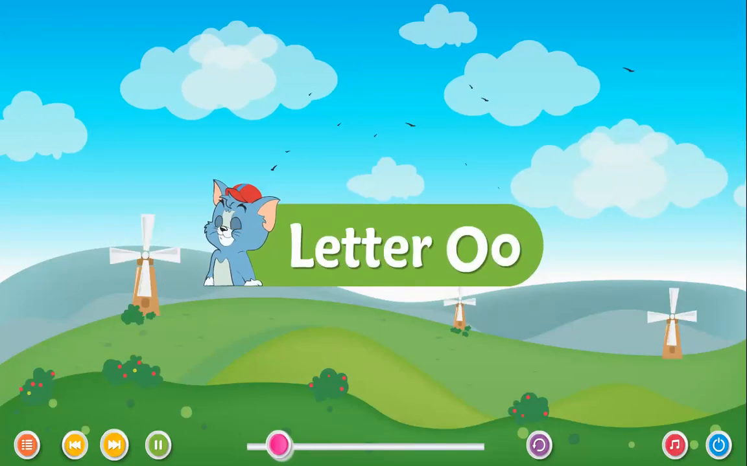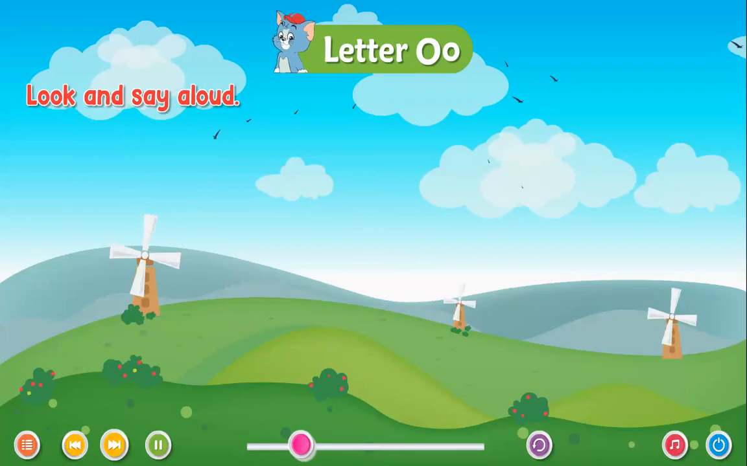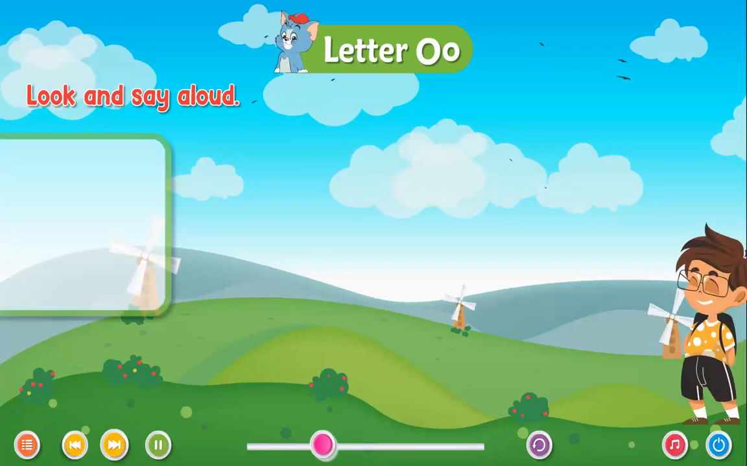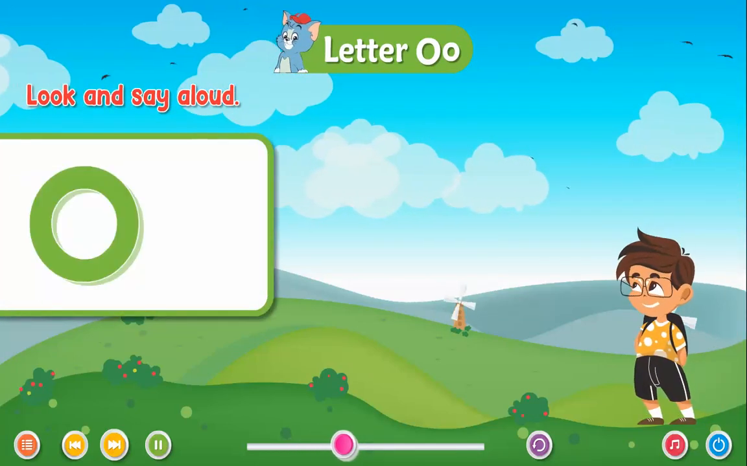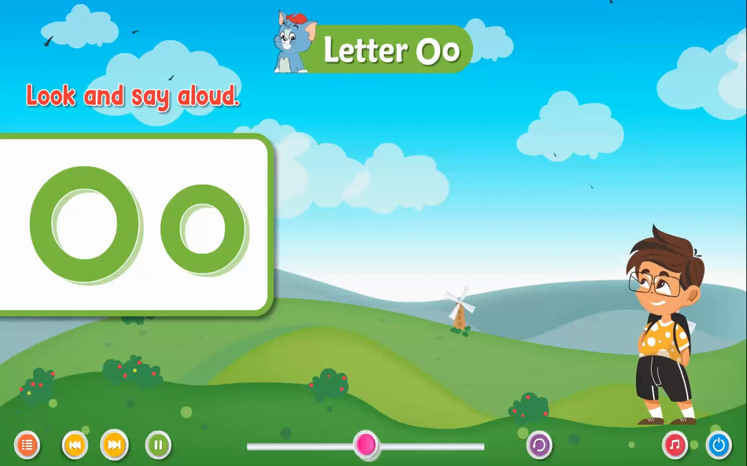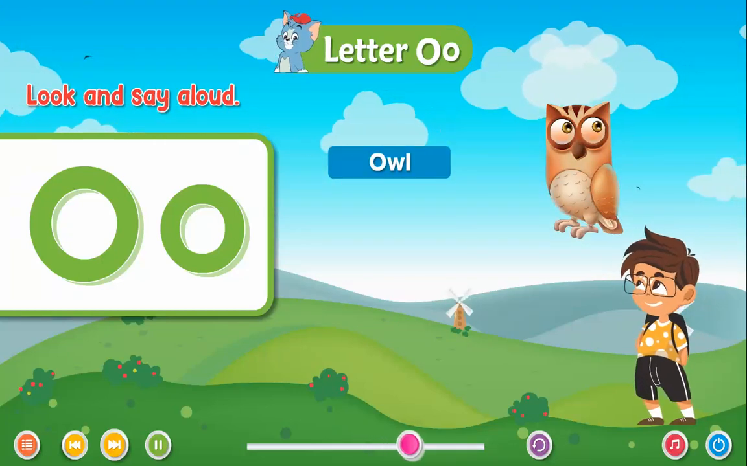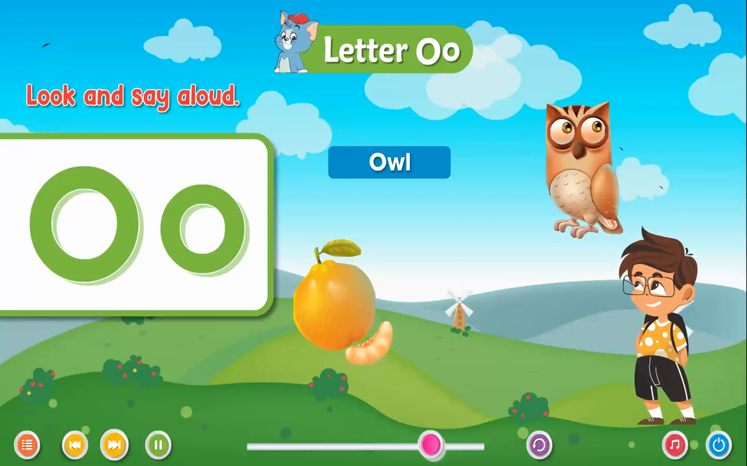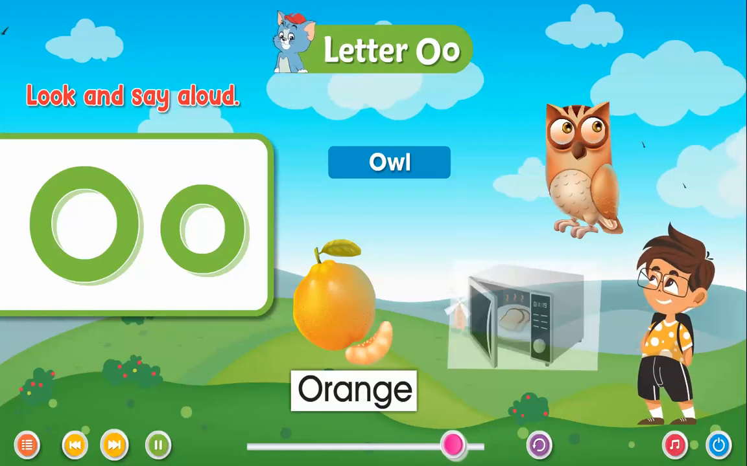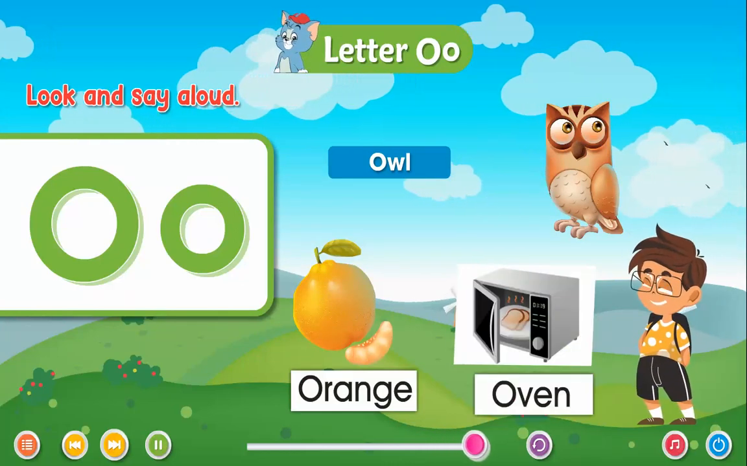Letter O. Look and say aloud. Letter capital O, small o. O for owl. O for orange. O for oven.